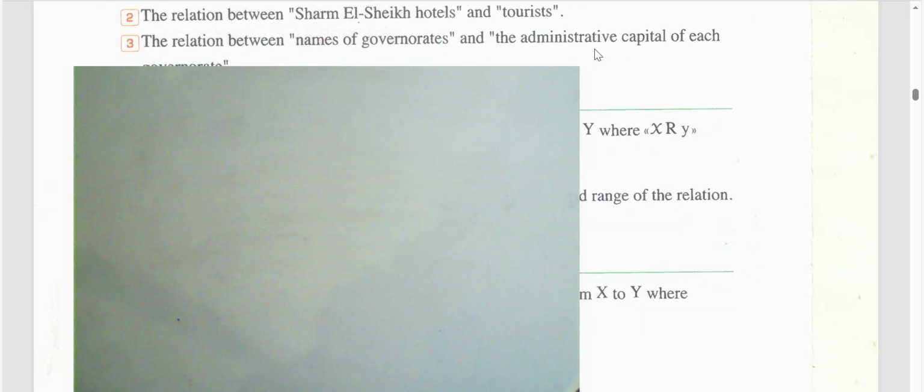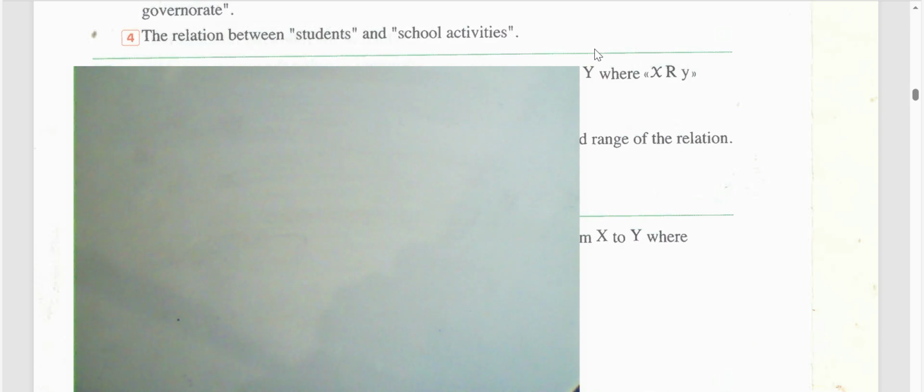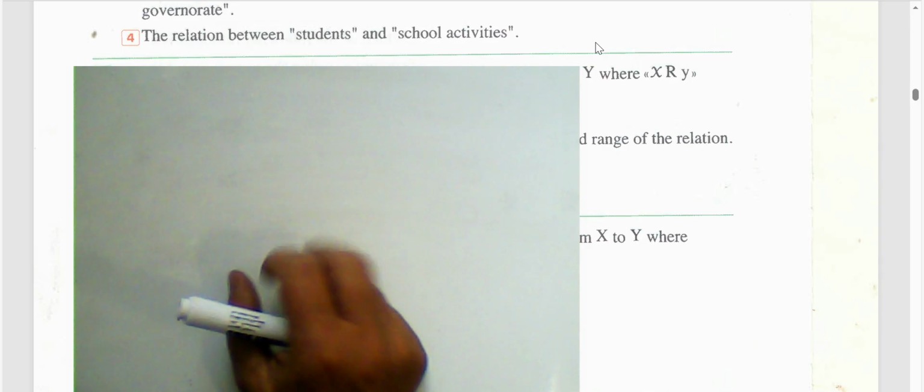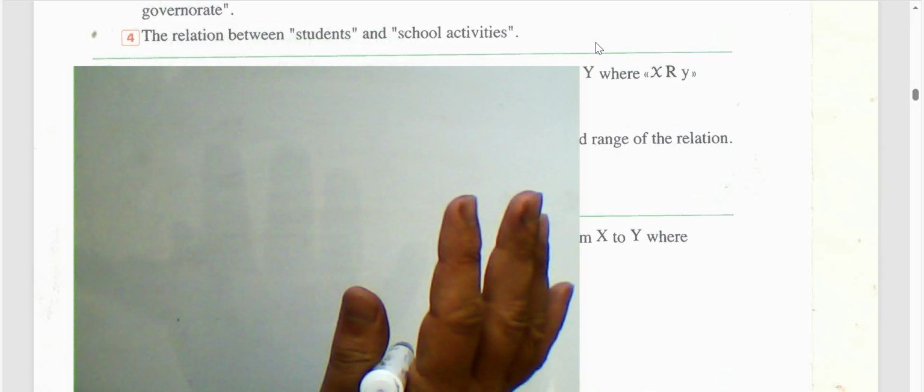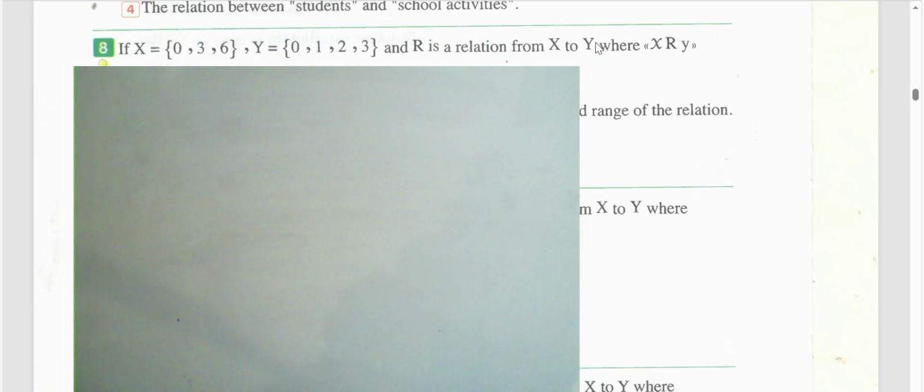Number 3, relation between names of governorates and the administrative capital of each governorate is a function, because Cairo is the capital of Egypt and Mansoura is the capital of the Dakahlia governorate. Number 4, the relation between students and school activities. It's not a function, because sometimes students like 2 activities or more, or no activities. Not a function.